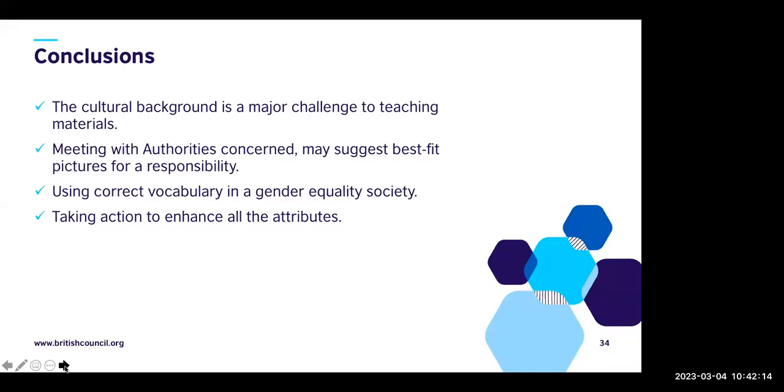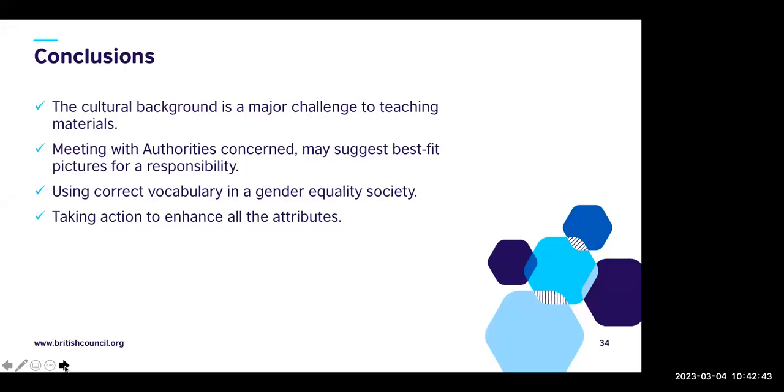Telling the upcoming learners or the younger generation that a particular responsibility shouldn't be assigned to only a particular gender, but anybody can do it when it fits, when it's necessary in the society and not what the society demands from us. The next one is meeting with the authority concerned and using pictures that fit in teaching materials.